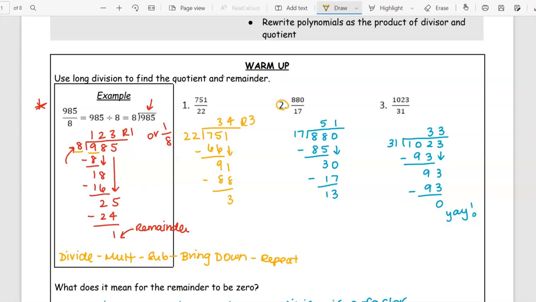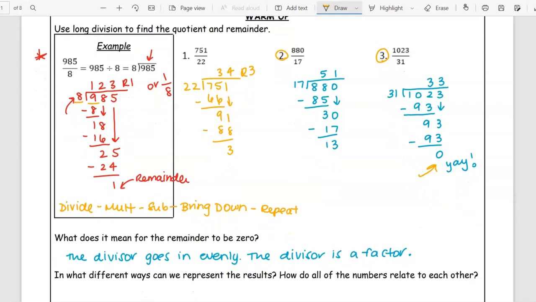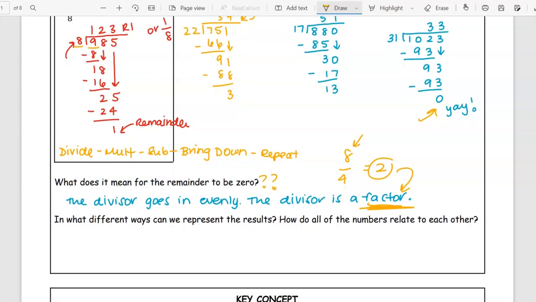Okay, so let's just practice again here. I've got 751 divided by 22. So if I have 2 digits here, I go to 2 digits inside. So 22 goes into 75 3 times. Then I'll do 3 times 22 gives me 66. Subtract, 75 minus 66 gives me 9. And then I bring down. 22 goes into 91 4 times. 4 times 22 gives me 88. And then I subtract. Here would be my remainder.